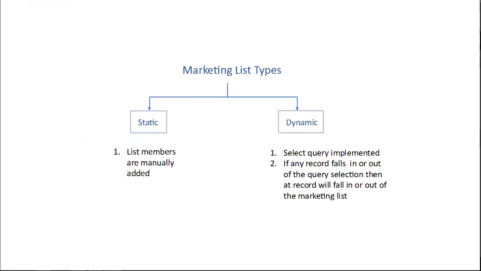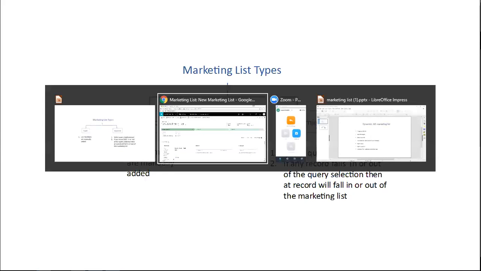Static, as its name suggests, is just a static marketing list, which means the user has to manually add members and manually manage the members. You will be able to add and remove members in a static marketing list. Whereas in the dynamic list, by the time you create it, you will be creating a select query. Whatever records fall into that query will be automatically added into the marketing list, and the records which fall out of the query will be automatically removed from the marketing list. This is how static and dynamic marketing lists work.